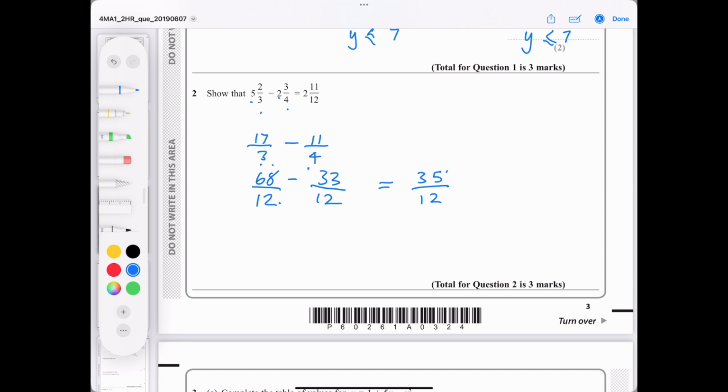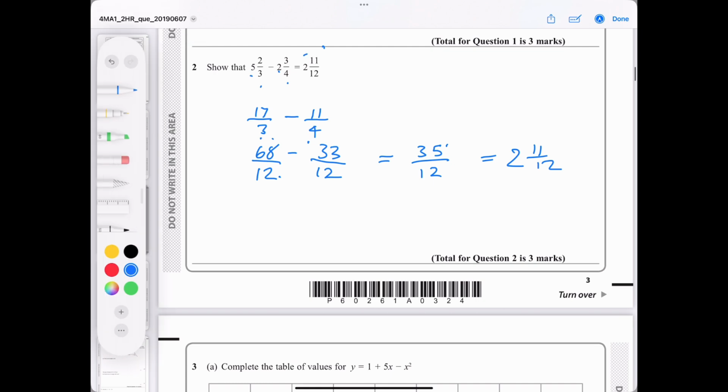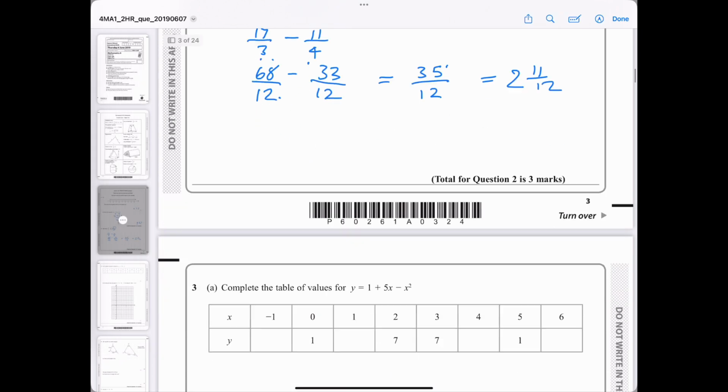Now divide the 12 into 35 in order to make a mixed number again. We go in twice, so that's 2, and that then 24, that gives you 11 over 12, and that is your answer. So always start with one side and work to the other. You can't really just start with that because it's got nothing much to it except an answer.